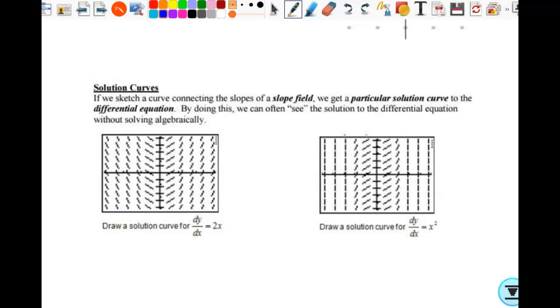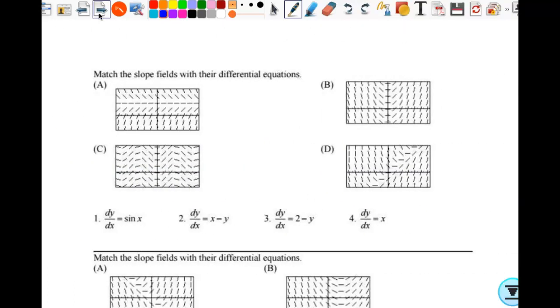x cubed over 3. So if I were to pick a point here, let's say the origin, and I were to sketch my solution curve, just following these waves, do you see that cubic function forming? You see it, Devin? All right, so that is the purpose of a slope field, so that we can visualize the solution curves when sometimes they're not possible to find analytically. Okay? All right, so let's do some matching.